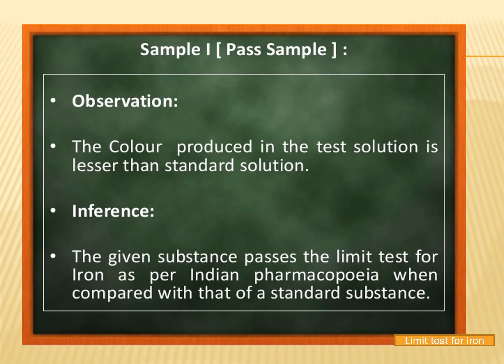Next, the observation and inference for the first case: if the color produced in the test solution is less than that of the standard, the inference is that the given substance passes the limit test for iron as per the Indian Pharmacopoeia, when compared with the standard substance.